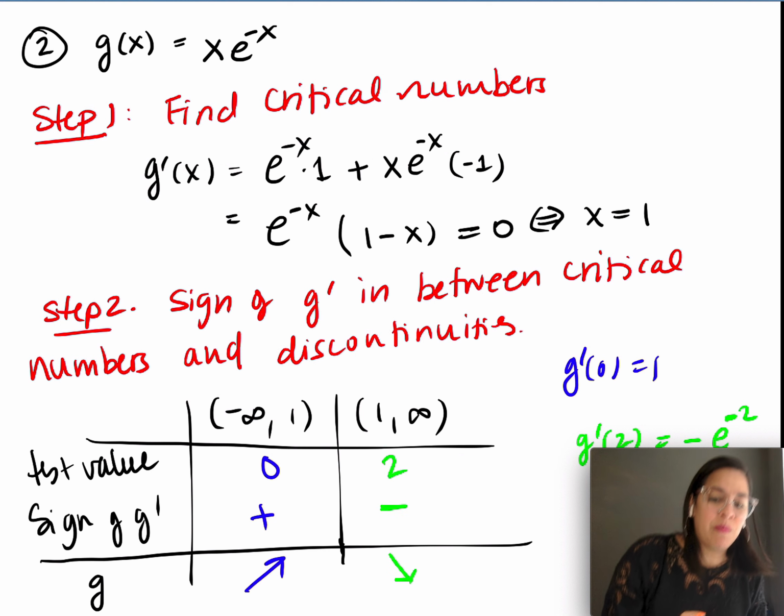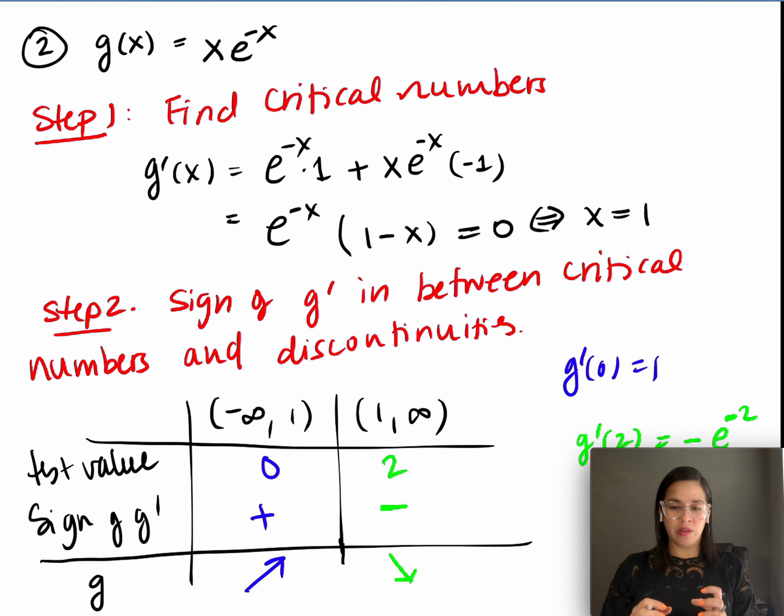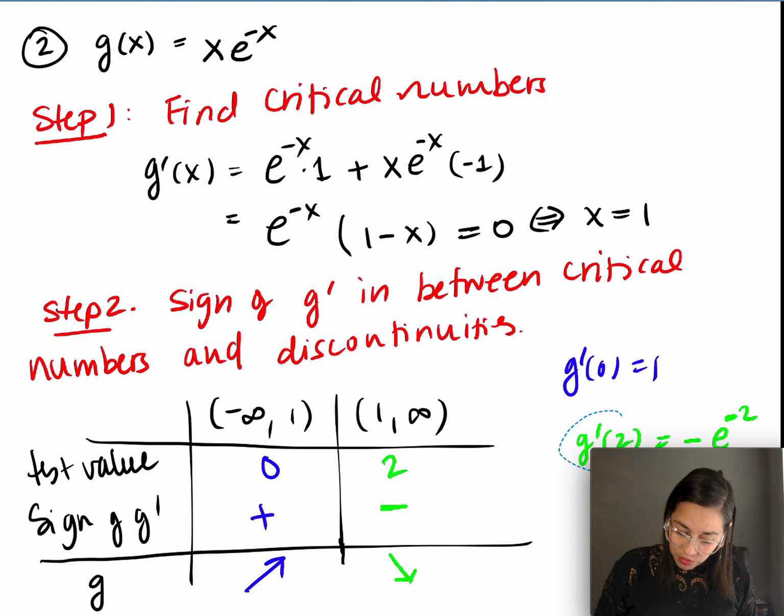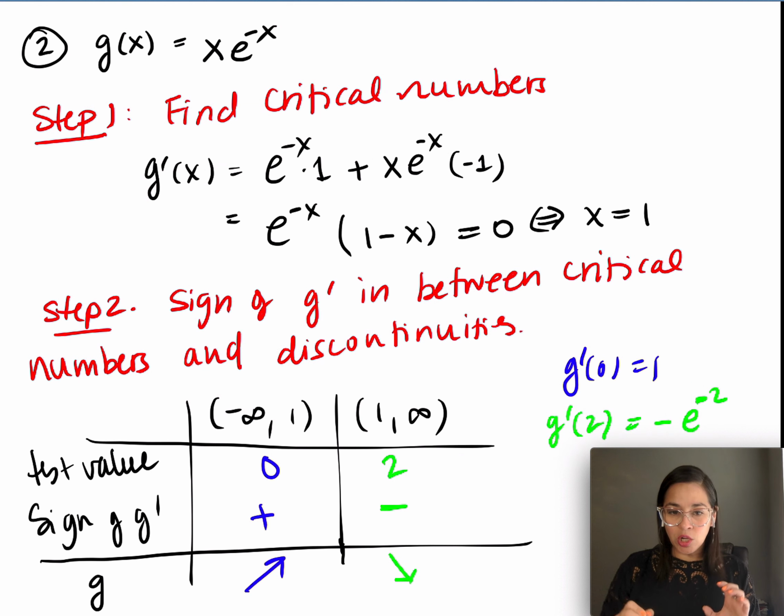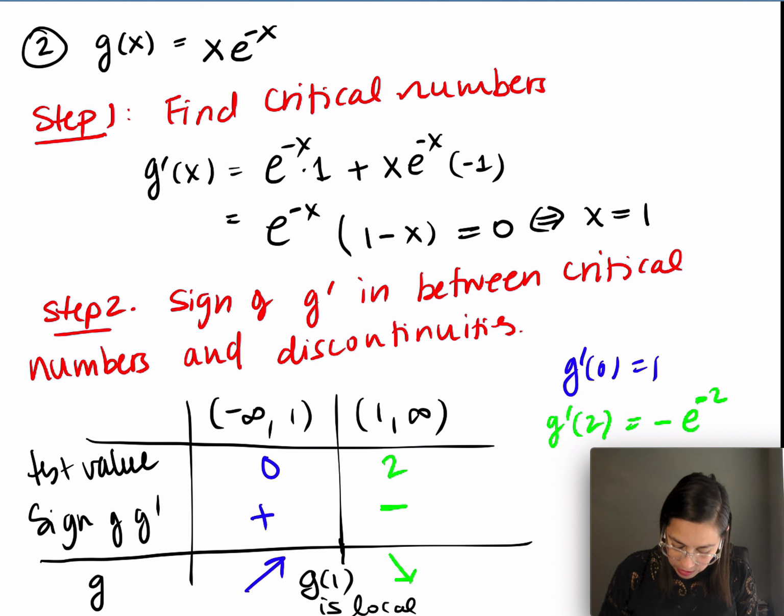So what you have to keep in mind is that the sign of the derivative changes at 1, okay? The sign of the derivative goes from positive to negative at 1, so that tells me that my function evaluated at 1 is the maximum. So one more time, the derivative tells me where the maximum of the function is. Is that clear? So what I'm saying is that g of 1 is a local max. Okay?